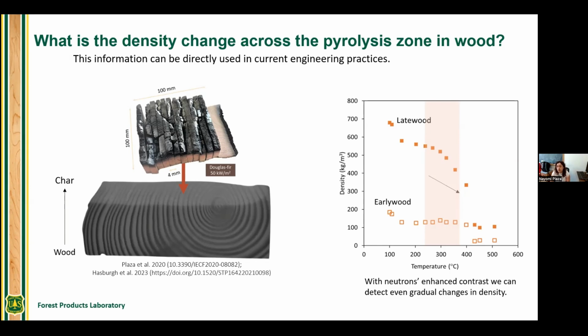How are we defining when char is being formed? Since char is an insulating layer, it protects wood, but it's also crumbly. To address this question, we started looking at using neutron imaging. By looking at the attenuation profiles of our samples, we were able to backtrack a density calculation compared to the original composition of wood when it's just virgin. The advantage of using neutrons in particular is that we have enhanced contrast because we have a hydrogen-rich material, and we can start detecting more gradual changes in the density across the increase in temperature.